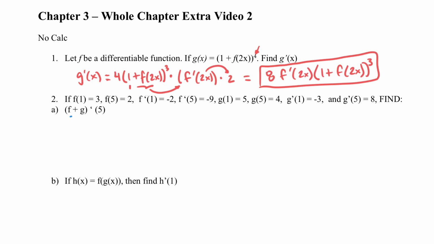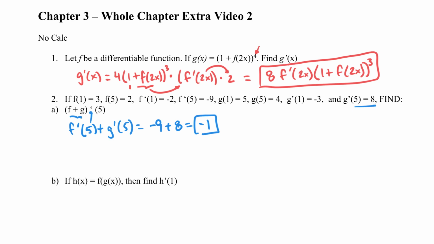All right, for this first one, f plus g, this just means that when we have a derivative, it distributes over addition. So this is going to be f prime of 5 plus g prime of 5. In this case, I know these two answers. f prime of 5 is negative 9, and g prime of 5 is 8. So plus the 8, this will give me negative 1. All right, moving on to the next one.